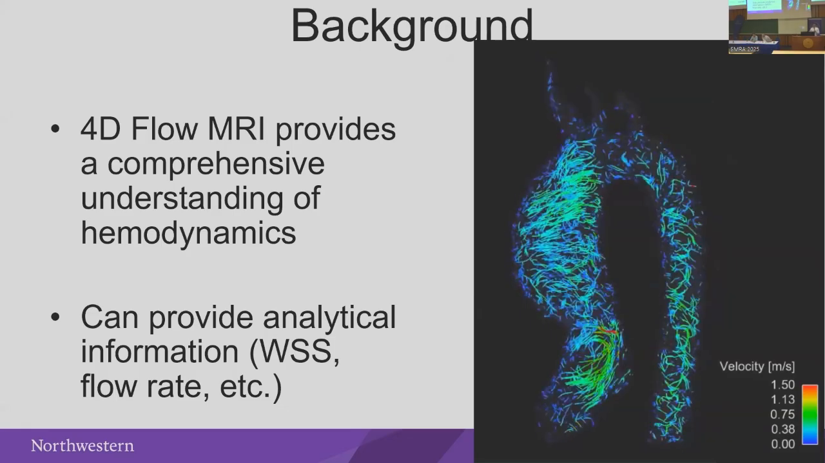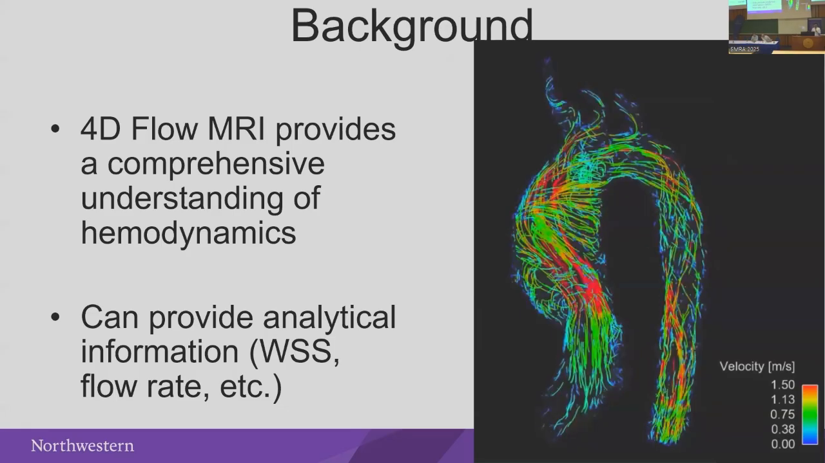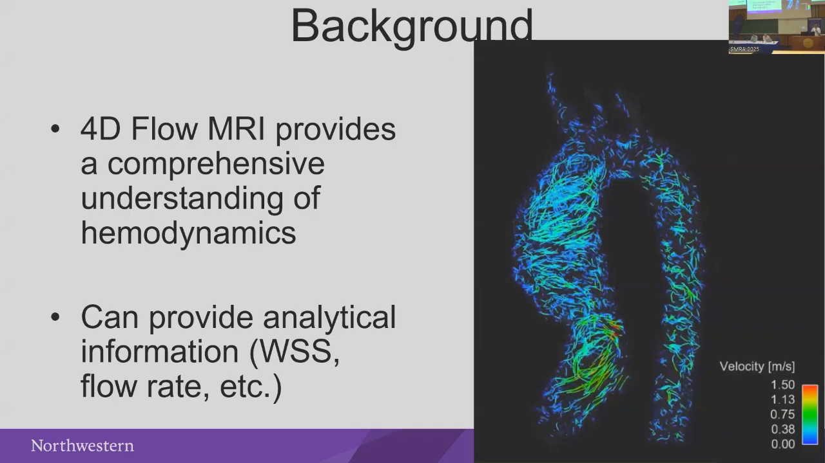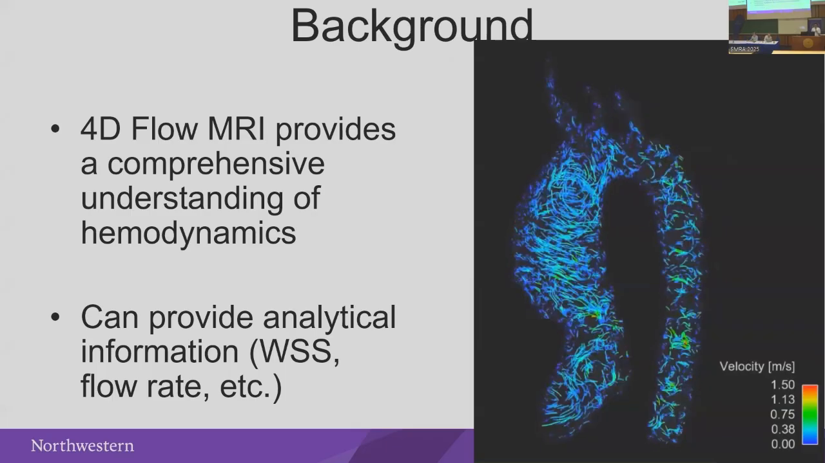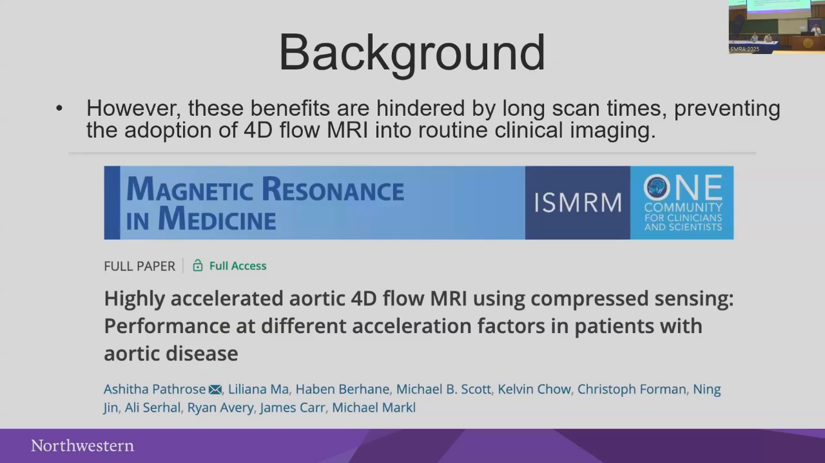The basic premise or consideration that we have here is that 4D flow MRI obviously gives us very valuable hemodynamic information, but it takes a long time. And so there have been efforts to try to speed it up using techniques like compressed sensing. But there's also been work showing that using these types of reconstructions and acceleration strategies can result in underestimation of certain hemodynamic parameters.